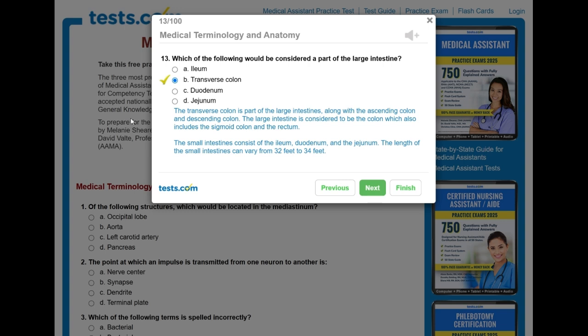B. Transverse colon. The transverse colon is part of the large intestines, along with the ascending colon and descending colon. The large intestine is considered to be the colon, which also includes the sigmoid colon and the rectum. The small intestines consist of the ileum, the duodenum, and the jejunum. The length of the small intestines can vary from 32 to 34 feet.